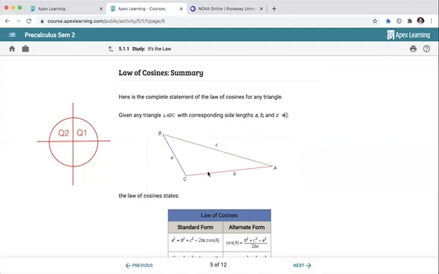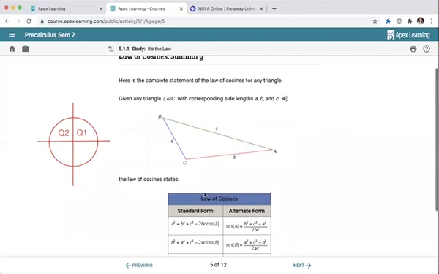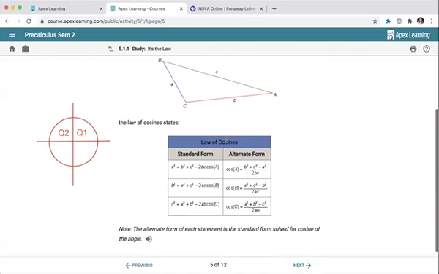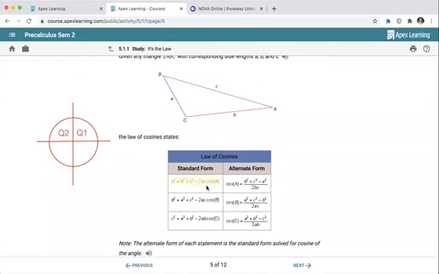If we look at the complete forms of these, with capital letters talking about our angles and lowercase letters talking about our lengths, we can clearly see in this standard form the 3 forms that we just saw. The alternate form is looking at if you're solving for a length, and this one's looking at if you're solving for an angle.